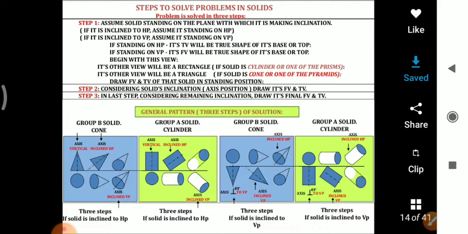In 3D, you imagine it resting on HP on its base. If I keep it on HP on its base, the axis is parallel to VP and normal to HP. That is one condition. If I keep the solid on VP on its base, the axis is parallel to HP and normal to VP. And if I keep the cone on HP on its base and tilt it slightly, then the axis becomes inclined to HP and parallel to VP. And then, if I tilt it further, the axis inclines to both VP and HP. So that is shown here.